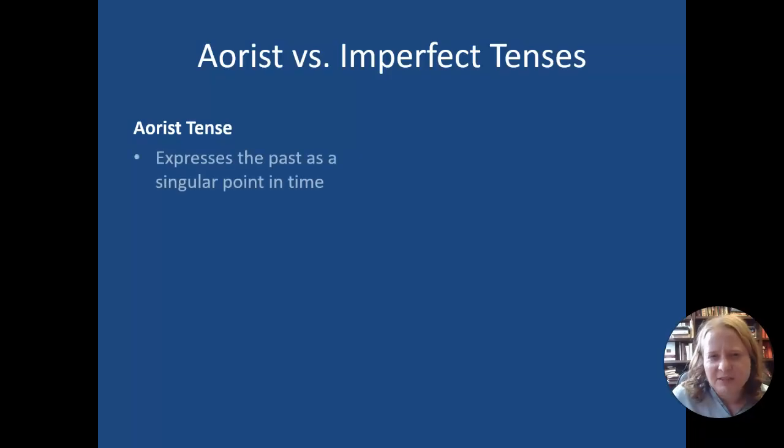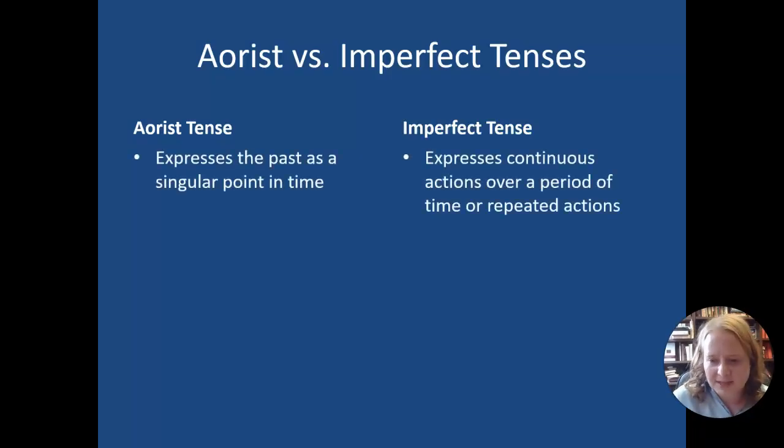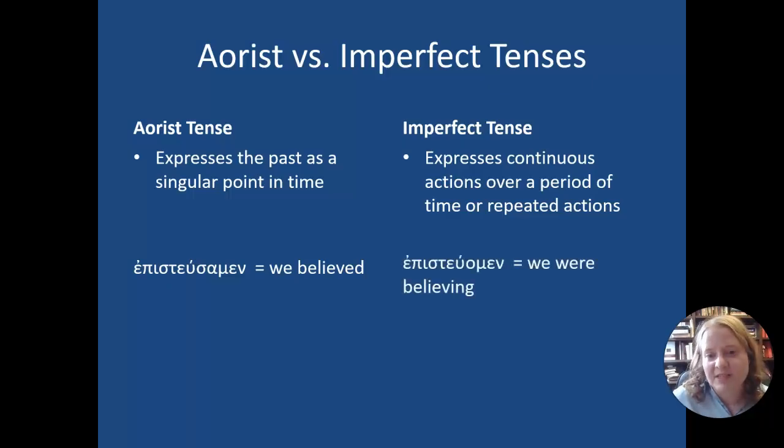And so that's what makes it different than the imperfect. We have three different past times in Greek. The aorist is a singular point in time. We don't know when it happened. It just occurred. The imperfect is this continuous action that happens over a period of time or repeated actions. And so you have episteusamen, we believed, versus episteuamen, we were believing.